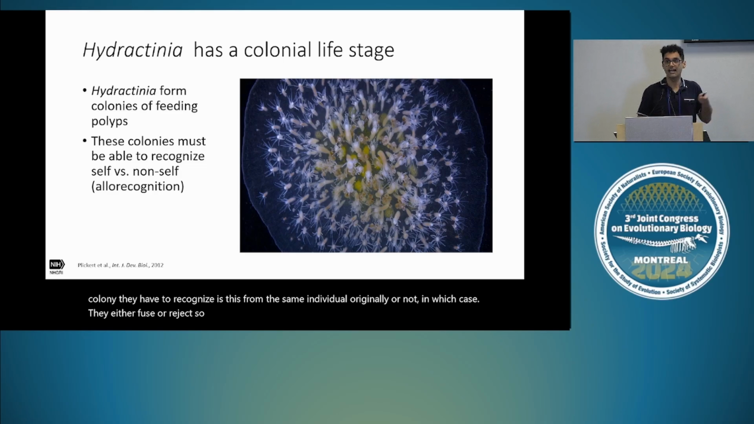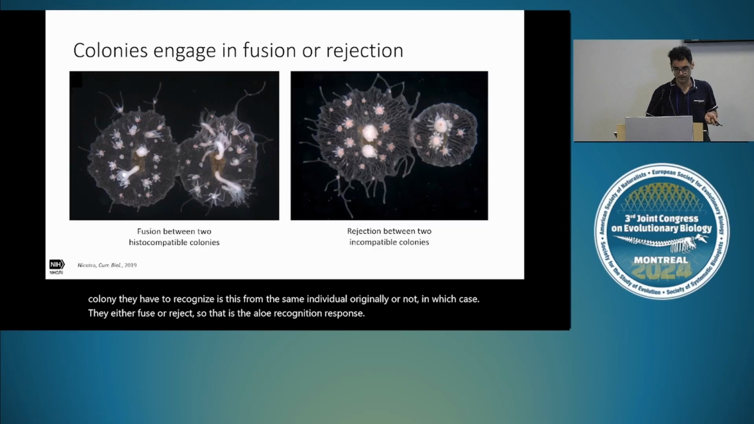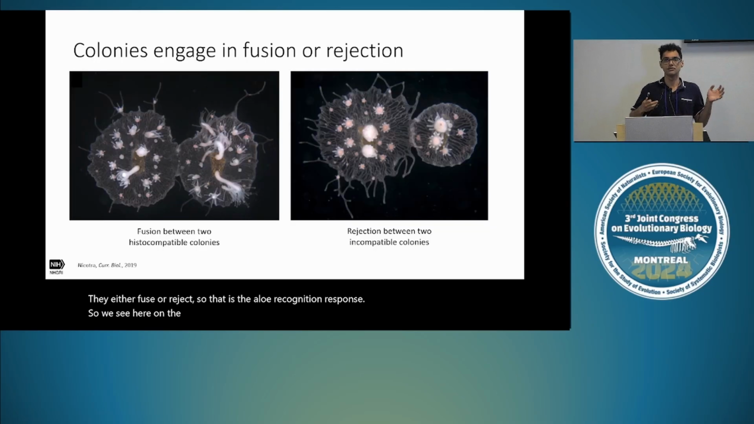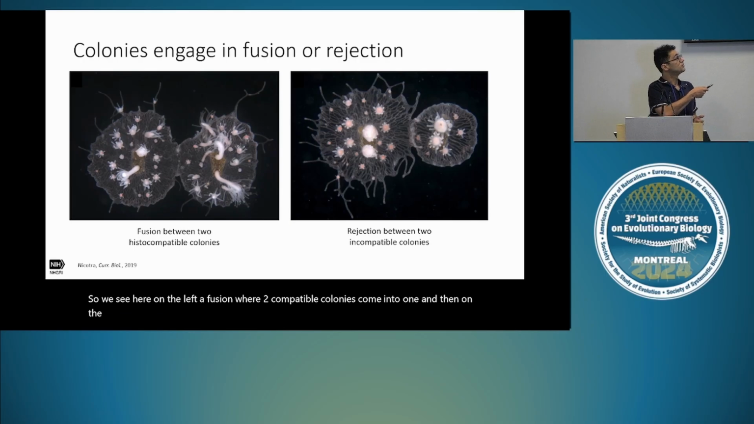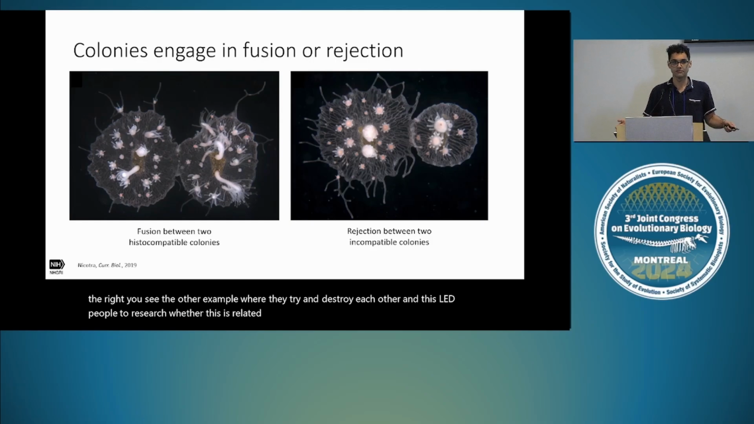So that is the allorecognition response. We see here on the left a fusion where two compatible colonies come into one, and on the right, you see the other example where they try and destroy each other. This led people to research whether this is related to the immune system, because you can imagine the bilaterian immune system also has to recognize self versus non-self and potentially engage in a rejection response afterwards.